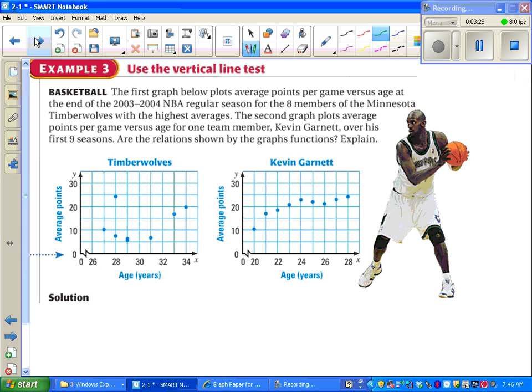Go ahead and pause the video for a moment and read this and try to figure out what it's asking. What it comes down to is this problem is asking whether or not these relations are functions. I see a couple problems with the first graph. I can draw a vertical line in a couple of places that makes us see that the vertical line test fails. Therefore, this first one is not a function. Looking at the second one, I don't see anywhere that I can draw a vertical line and go through 2 points. So the second relation is a function.